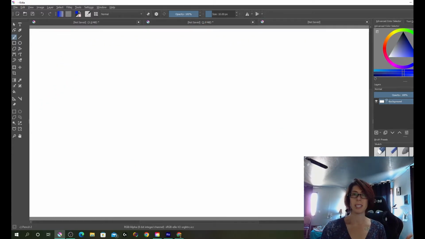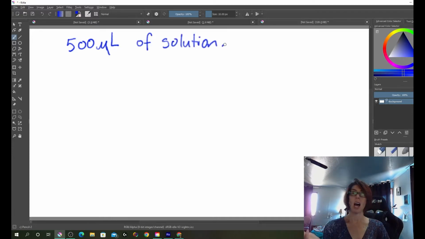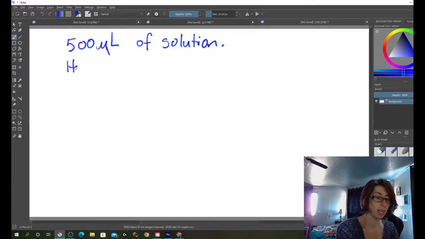Let's say I'm working in a lab and I have to use a micropipette to pipette chemicals, maybe for a DNA extraction or something like that. So we're working with very small quantities of liquid. When we work with liquids, we are working with volume, that's liters, okay? So let's say I have 500 microliters, that's a Greek mu for micro, 500 microliters of solution. How many milliliters is that?